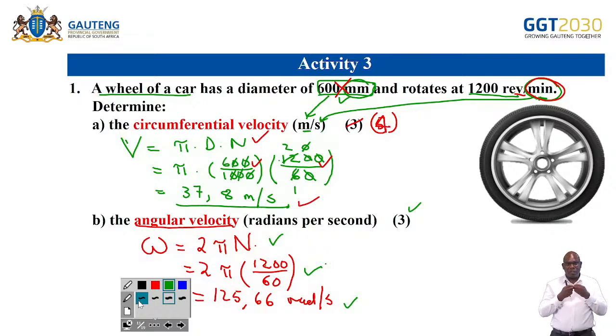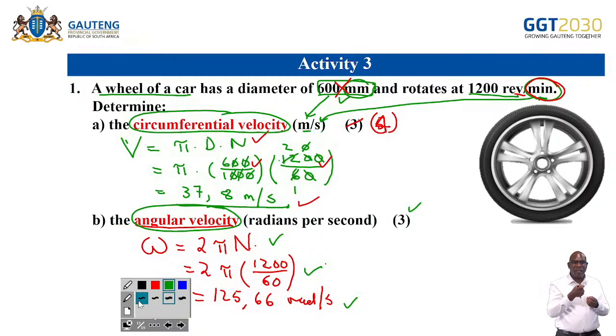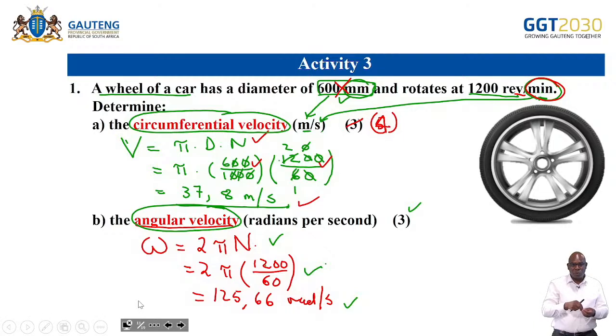When you're dealing with this type of question, make sure that you get these answers right. If you see the word circumferential velocity, you must know which formula to use. If you see the word angular velocity, you must know which formula to use, because the formula is there in the formula sheet. Please put your formula sheet next to you, write the correct formula, then substitute correctly. You can see the tricks the examiners do. They give it to you in millimeters, and then they want it in meters. They give it to you in minutes, they want it in seconds. So please note the two.